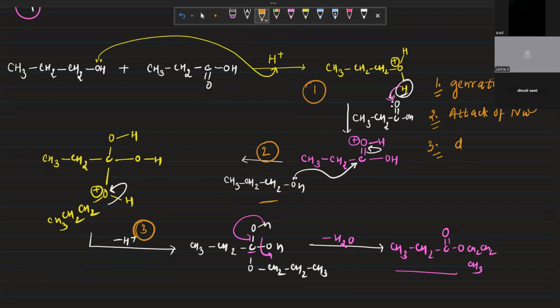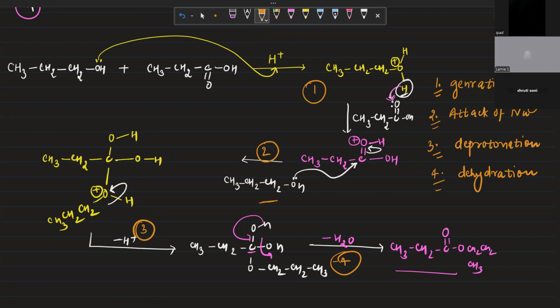Deprotonation, can I say? Deprotonation. Then after deprotonation, the fourth step is dehydration. Okay. So these are the four steps in the esterification reaction if the reaction proceeds in acidic medium. Any doubt up to now?